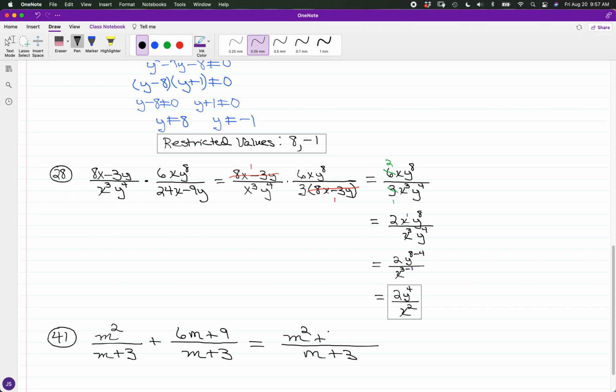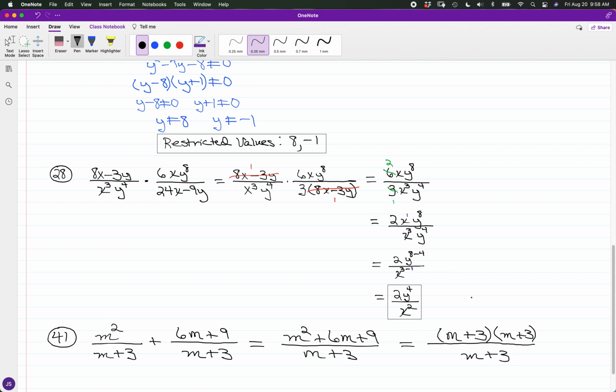So you have m squared plus 6m plus 9, with the numerator now consisting of all 3 terms. This can be factored, and this is one of the special cases, a perfect squared trinomial, for m squared plus 6m plus 9. This will factor to m plus 3 times itself, and in the completely factored form we have nothing but m plus 3 in the numerator and denominator.